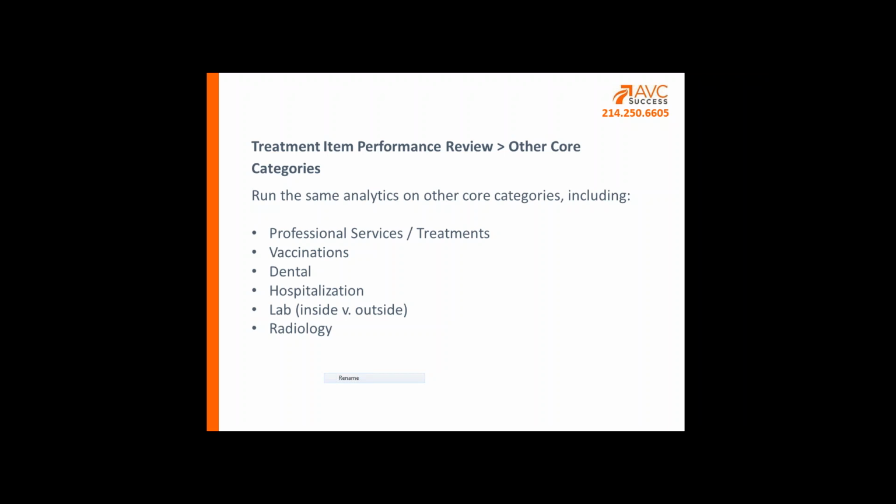And radiology is a good one to look at. It has a tendency to fluctuate a lot for practices and, unfortunately, be a little bit on a decline for some practices too. So that's another core category to look at.